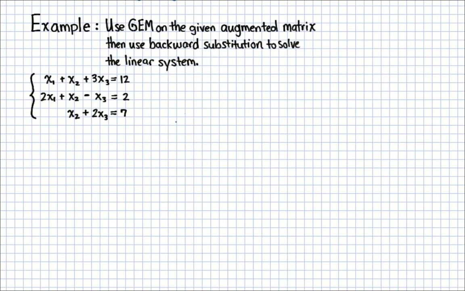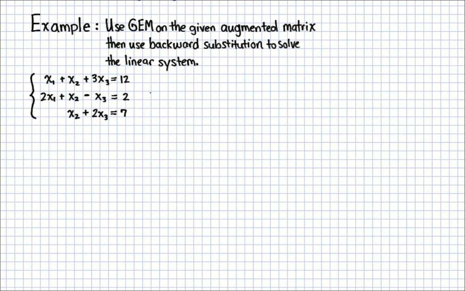So one of the things I want you to realize is that there's a little bit of work that goes into this, specifically when we do it by hand. And so in this example, we're going to use GEM on the given augmented matrix, and then we're going to use something called backward substitution to solve the linear system.